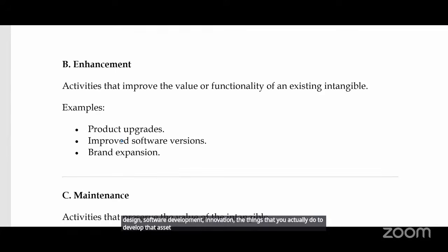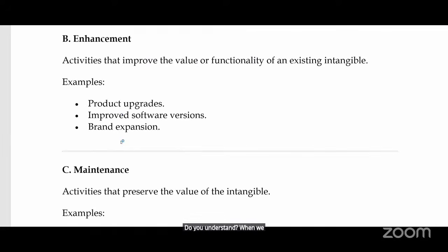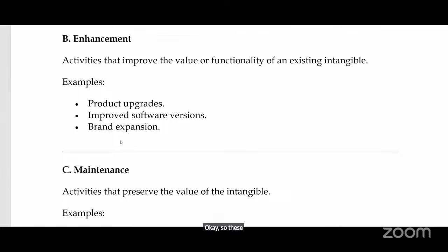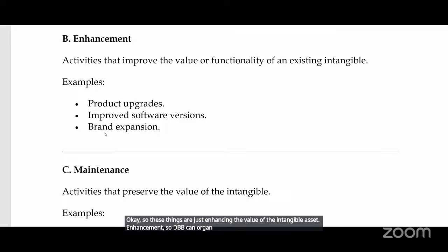Do you understand? When we talk about enhancement, we are looking at activities that improve the value or the functionality of an intangible asset that already existed. So maybe I'm doing product upgrades, I'm bringing improved software versions, I'm doing brand expansion. So these things are just enhancing the value of the intangible asset. Do you understand what that means?